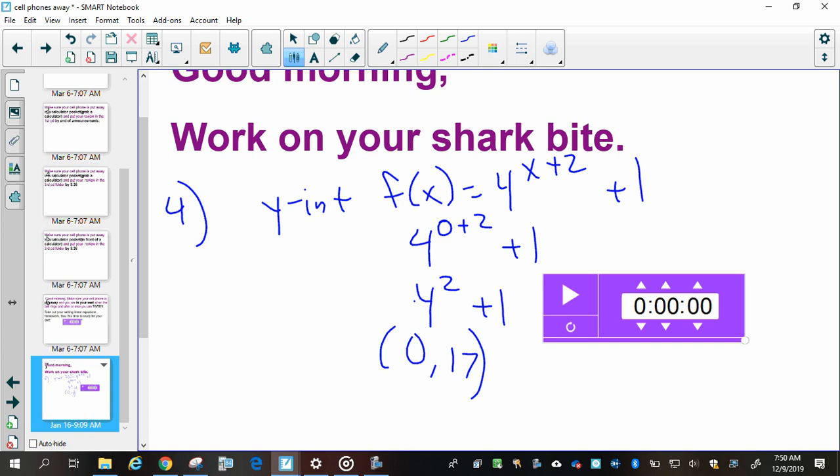Alright, make sure you have that written down, and then at some point this week I will check all of those and drop the lowest one, and that will go into a grade vote. Go ahead and pass those up, and take out your right triangle notes.